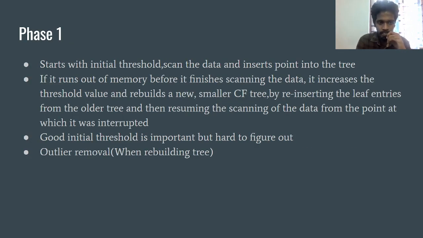Phase 1 starts with an initial threshold, scans the data and inserts points into the tree. If it runs out of memory before it finishes scanning the data, it increases the threshold value and rebuilds a new, smaller CF tree by reinserting leaf entries from the older tree and then resuming the scanning of the data from the point at which it was interrupted. A good initial threshold is important but hard to figure out. Outliers are removed when rebuilding a tree.